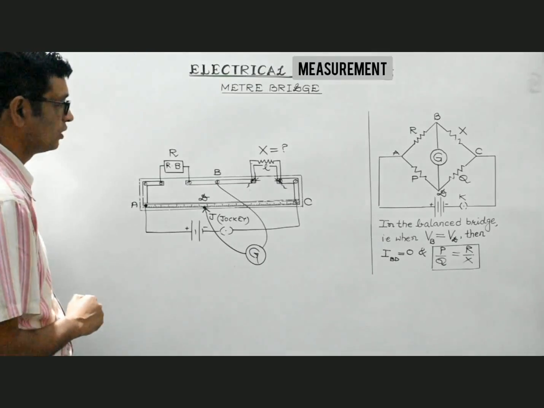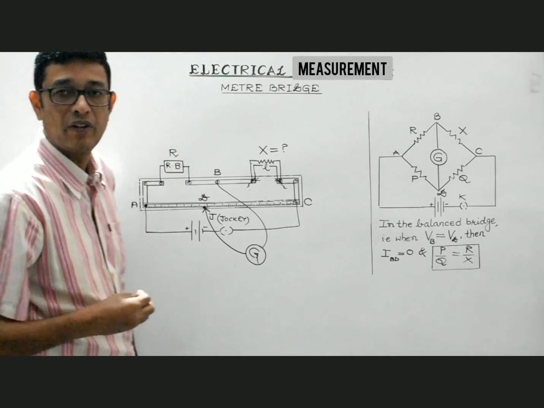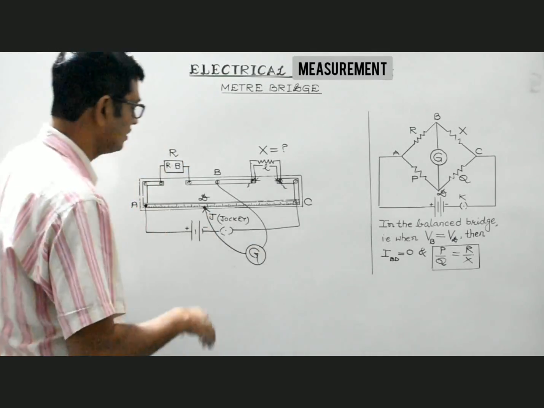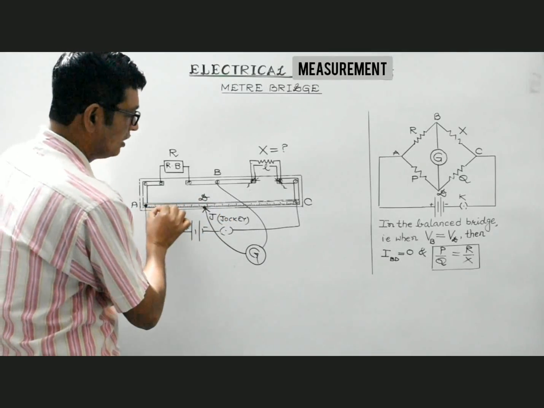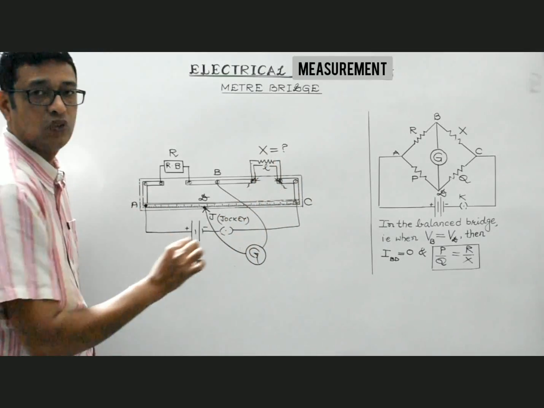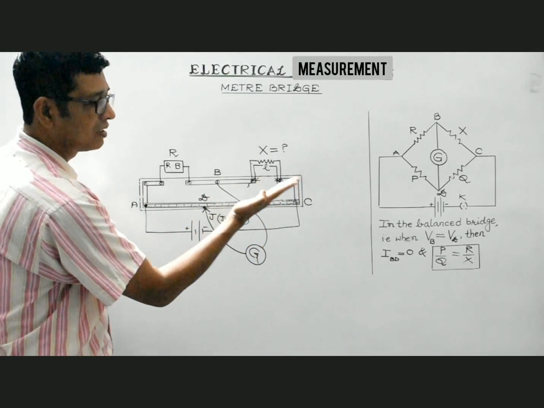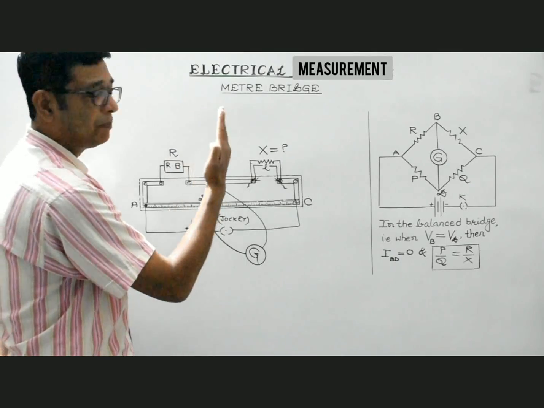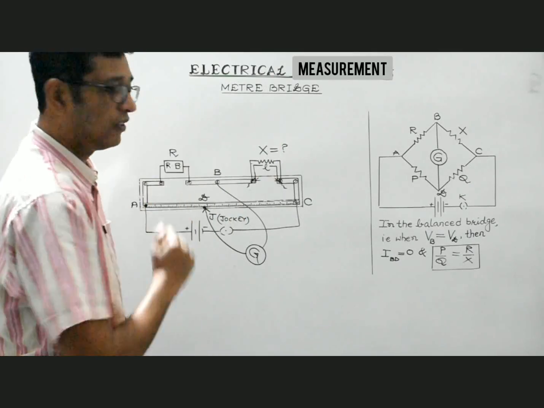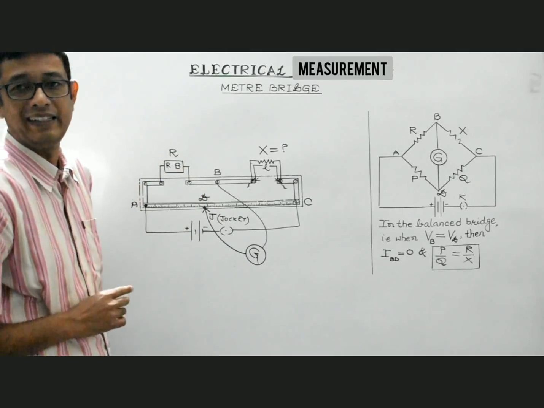Then what you are supposed to do is take out a required value of resistance, any known value of resistance, and then slide the jockey, keeping it vertical on the standard resistance wire. Just try to slide it. Then what happens is the needle will swing from one end to the other end. At a particular point where it shows zero deflection, that would be point D.